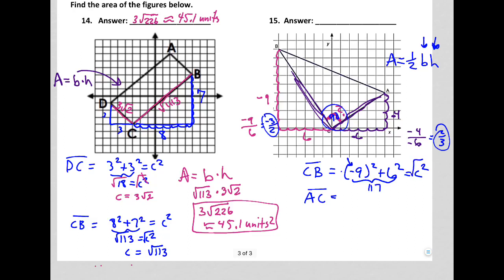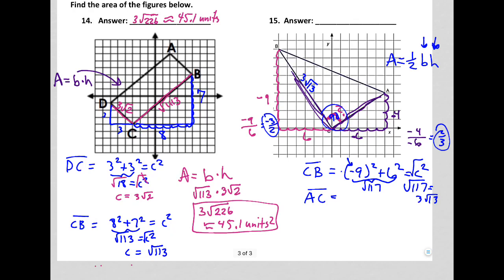And remember, we have to take the square root. So CB is basically the square root of 117. And that, let's see, simplifies to 3 radical 13. So that's what CB is, which is our side here, 3 radical 13. So now we just have to do AC.